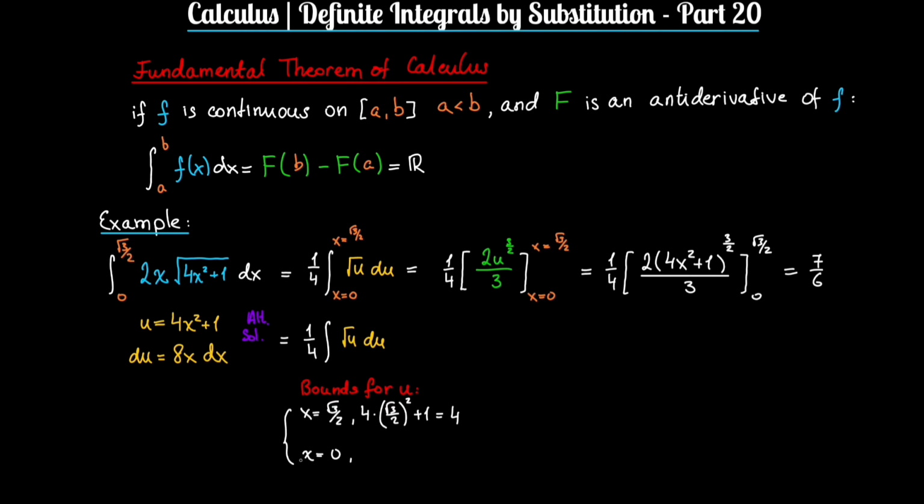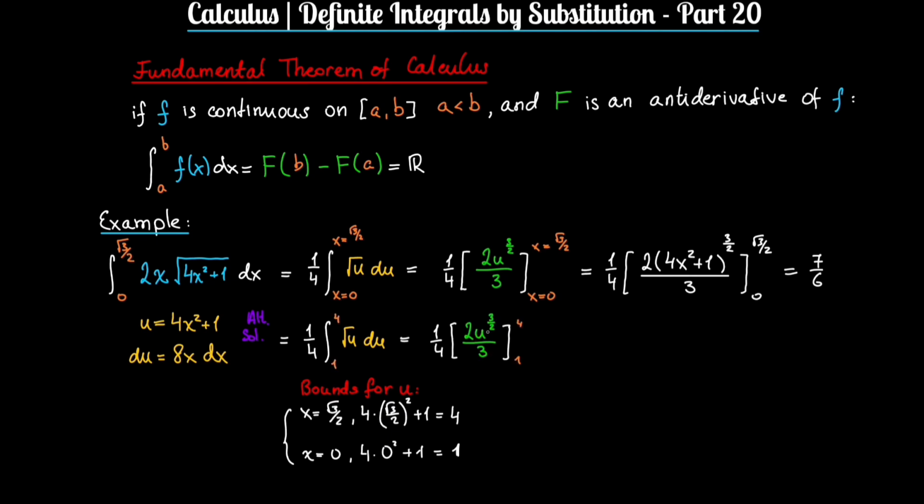And then you do the same with the lower bound. You take x equal to 0 and you plug it into your substitution. In our case, that would be 4 times 0 squared plus 1, meaning the lower bound is going to be 1. So now, these two numbers, 4 and 1, would be the upper and lower bounds for the variable u. That means the revised integral after the substitution would be 1/4 integral from 1 to 4 of the square root of u du.